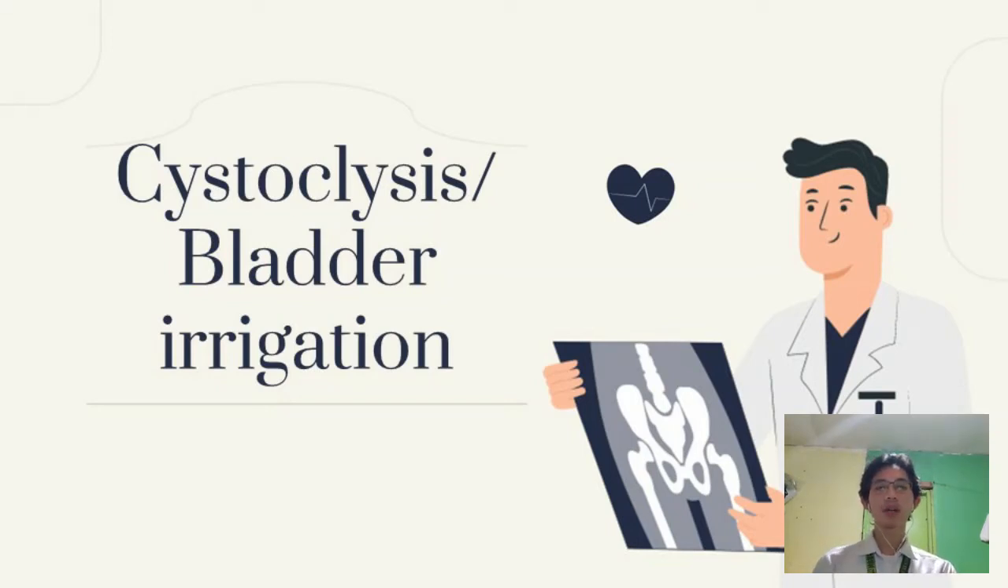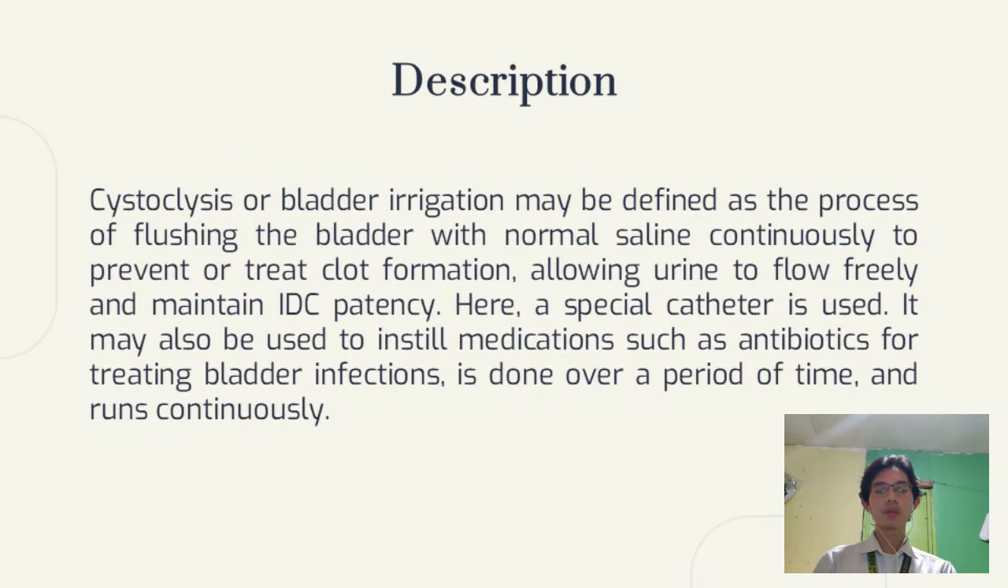Cystoclysis or bladder irrigation may be defined as the process of flushing the bladder with normal saline continuously to prevent or treat clot formation, allowing urine to flow freely and maintain indwelling catheter patency. Here, a special catheter is used. It may also be used to instill medications such as antibiotics for treating bladder infections, and is done over a period of time and runs continuously.